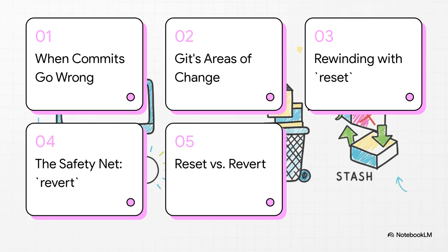So here's the game plan. First, we'll talk about that universal "oh no" moment. Then, and this is the most important part, we're going to map out Git's 3 areas of change. Seriously, understanding this is the key to everything. After that, we'll unleash the 2 big guns for undoing commits, reset and revert. And finally, we'll have a little showdown between the two so you know exactly which one to grab and when.